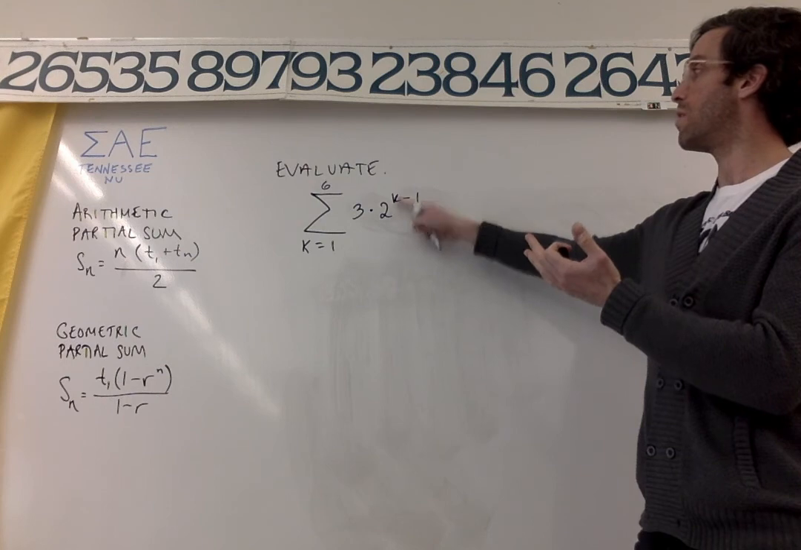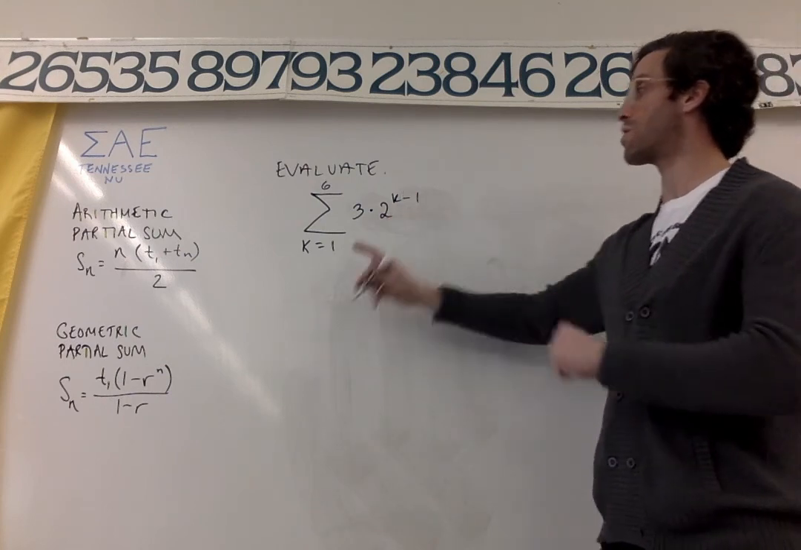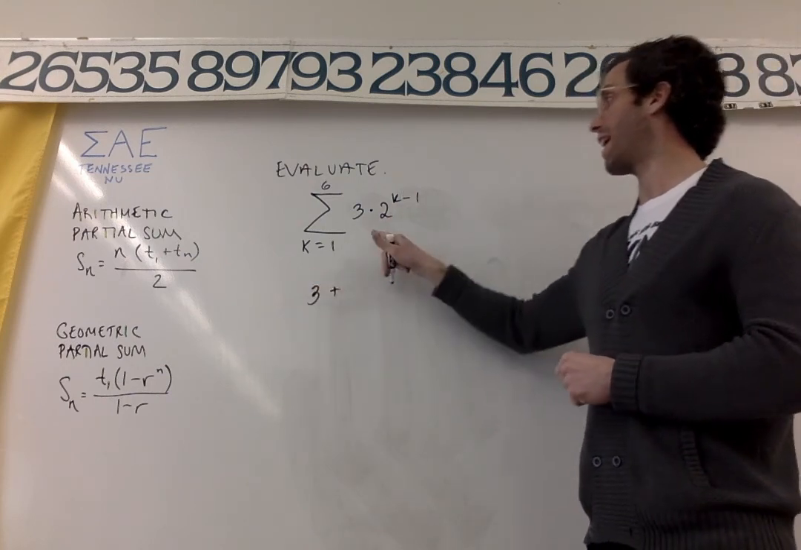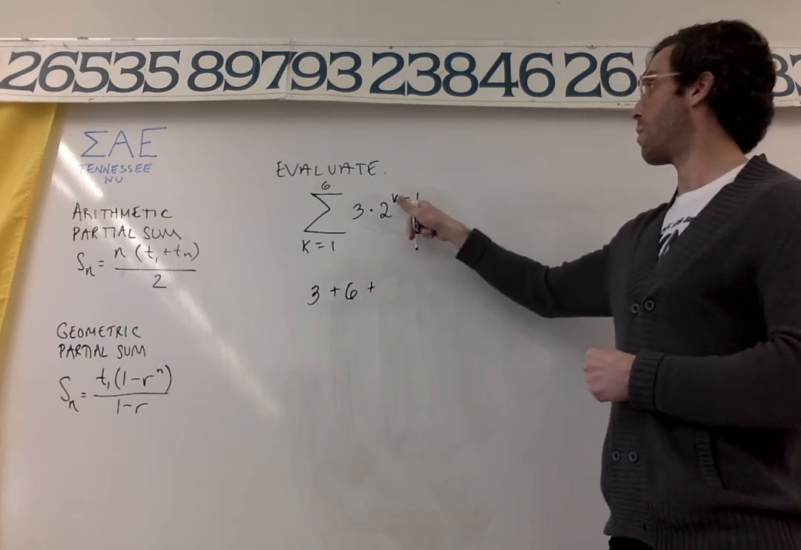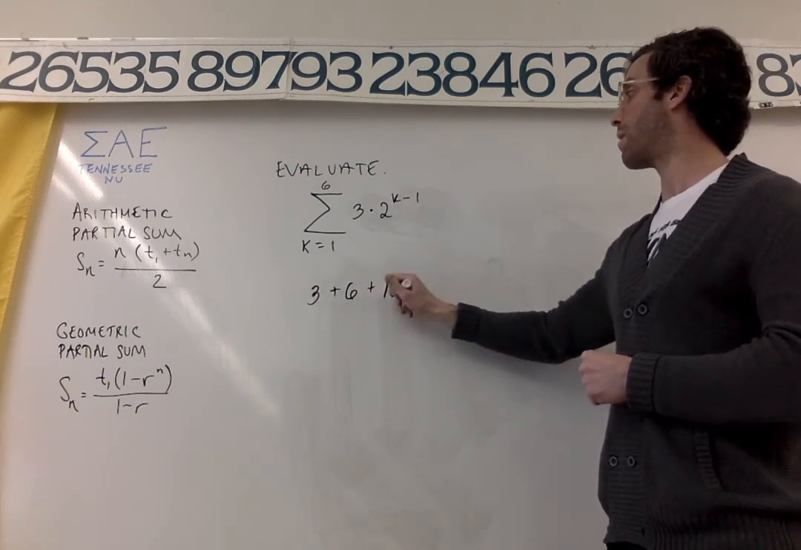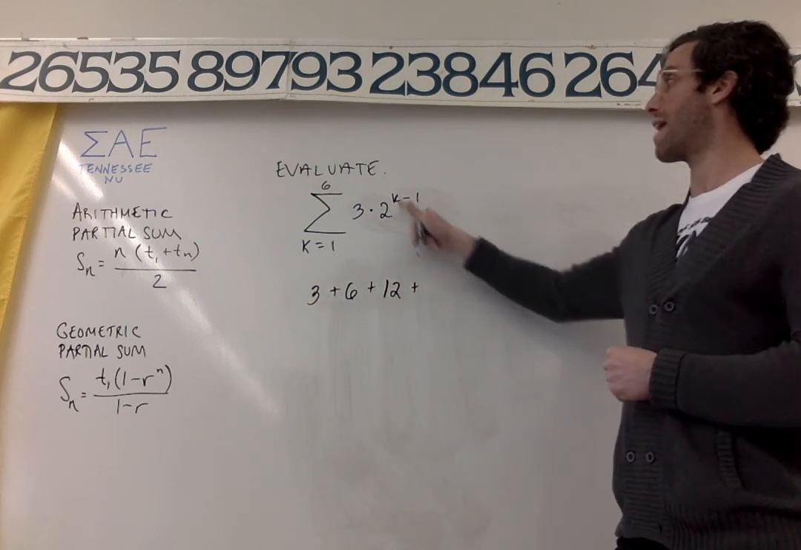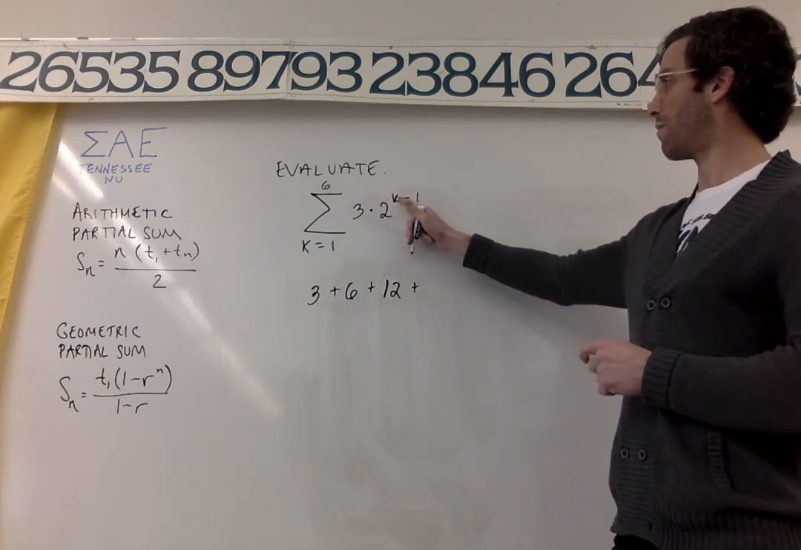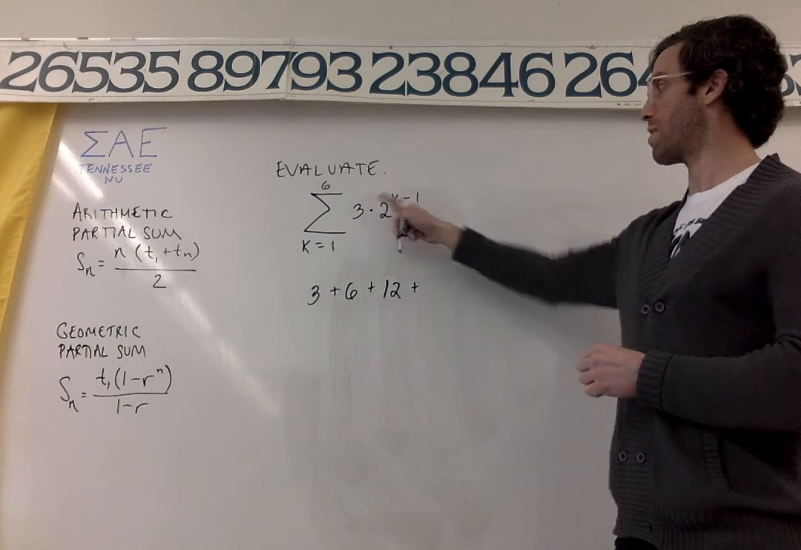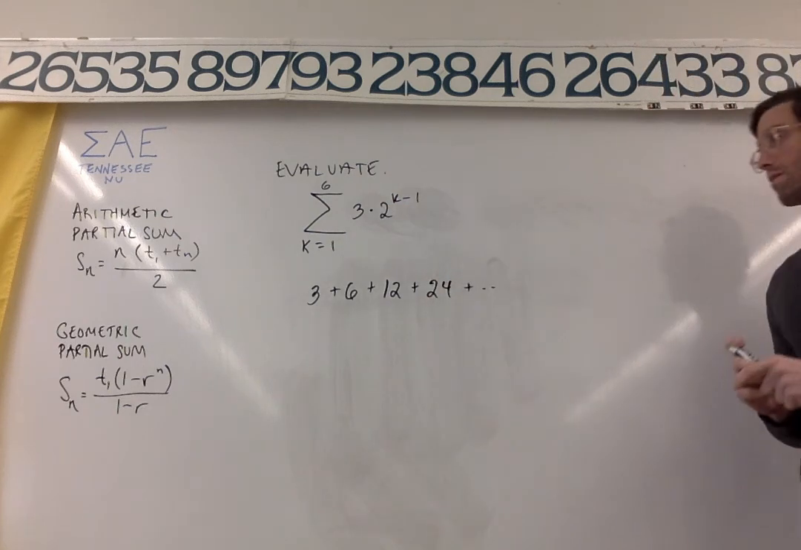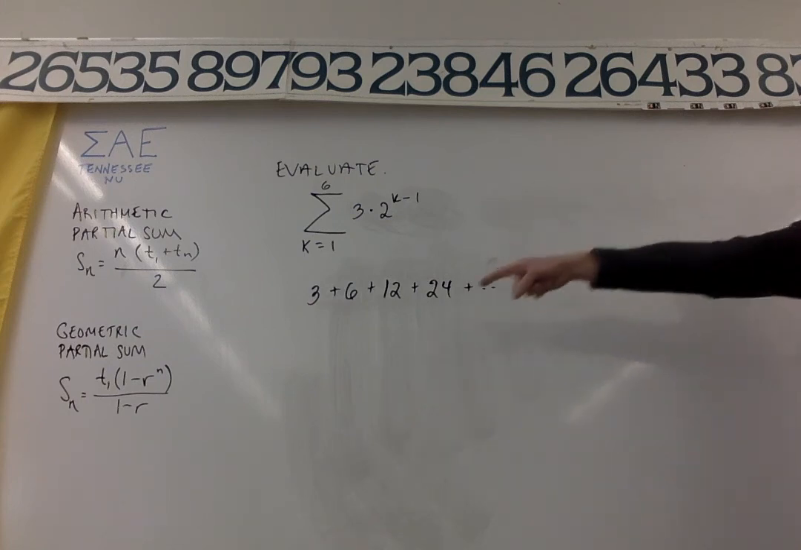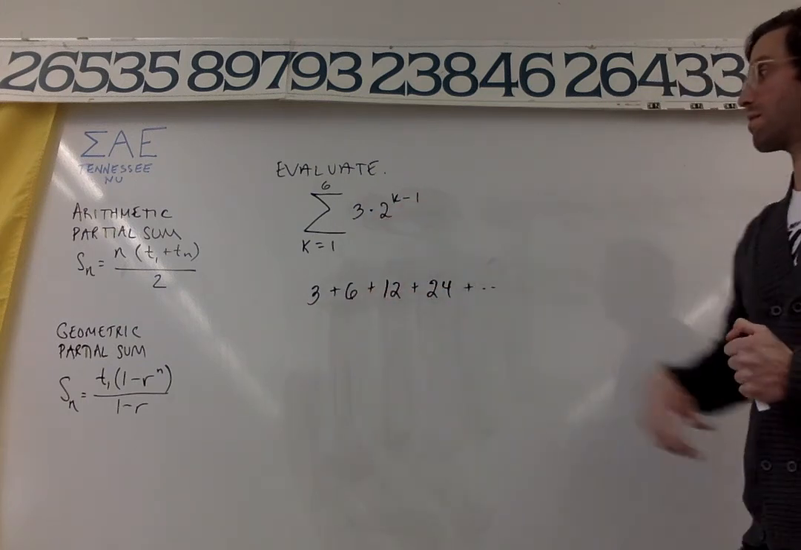Plugging in 1, we get 2 to the 0, which is 1 times 3 is 3. Plugging in 2, we would get 6. Plugging in 3, we would get 12. Plugging in 4, we would get 8 times 3 is 24, and so on, right? So that would be the series that represents this equation.